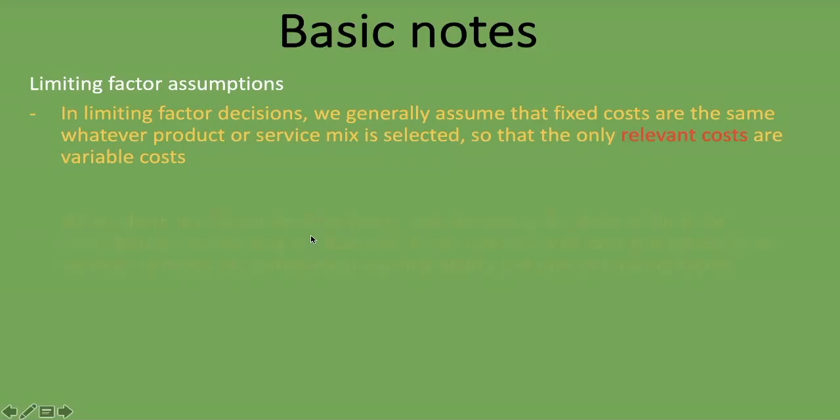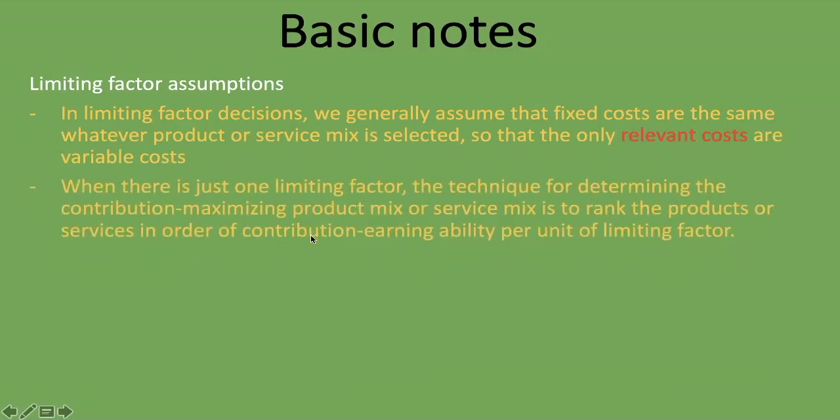When there is just one limiting factor, the technique for determining the contribution maximizing product mix or service mix is to rank the product or service in order of contribution earning ability per unit of limiting factor. And that is very important. And you may not understand what this means and what it's saying, but you'll understand when we go through the example just now. But what it's saying here is that the technique for determining the contribution maximizing product mix or service mix, meaning the one that will provide the highest level of contribution.